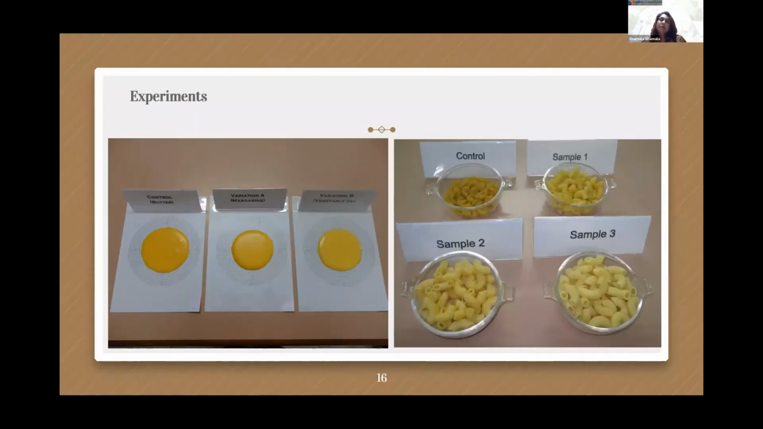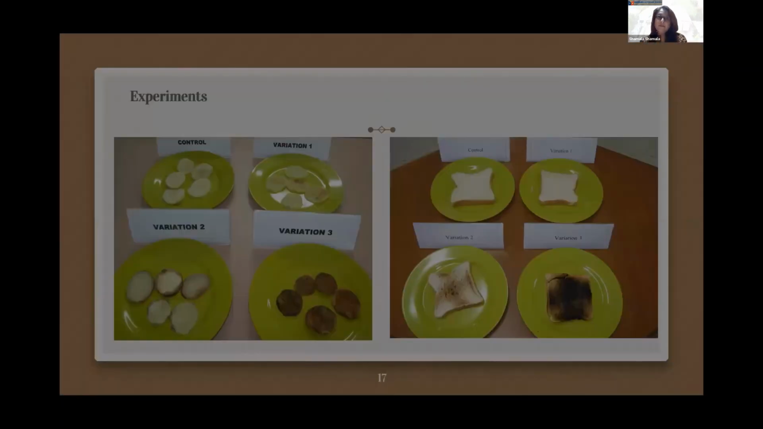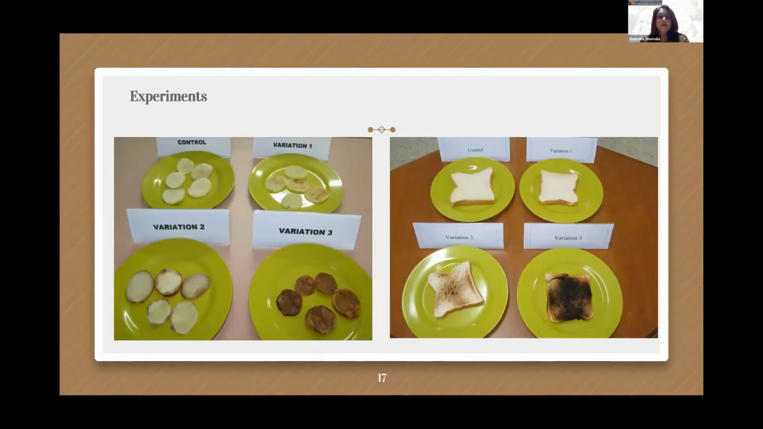So these are some examples of experiment photos captured by our students in Marsiling Secondary School. So the picture on the left is actually to test on the viscosity of sauces. The one on the right, the different timings used to cook macaroni. On the left, were cooked using different methods, and the bread on the right were toasted using different timings.